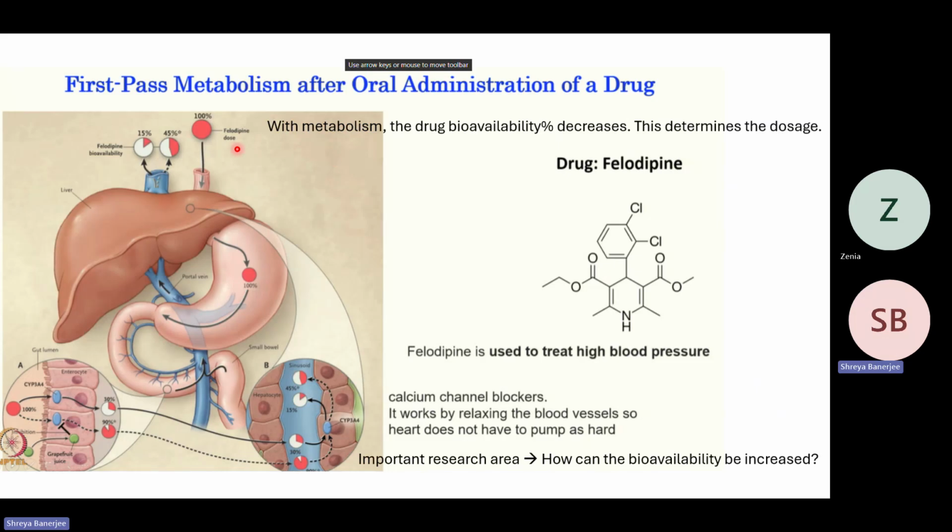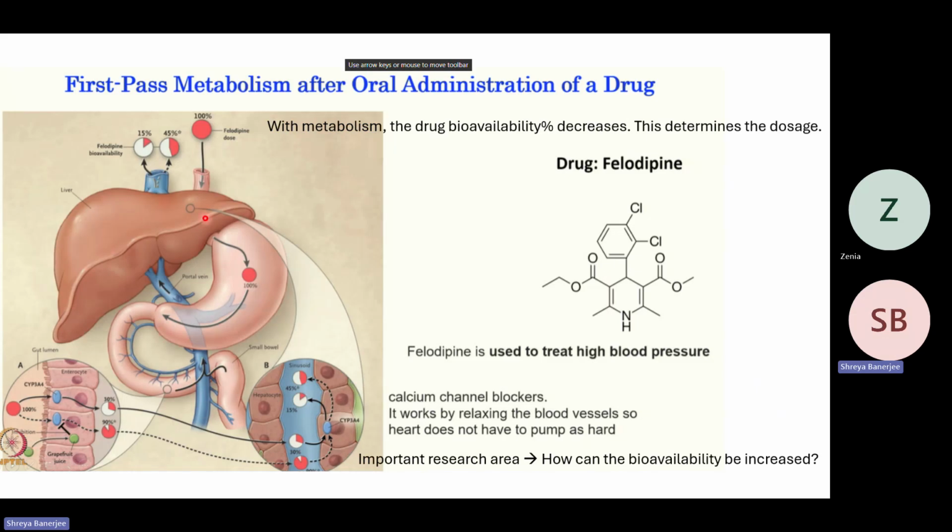Now, with metabolism, the bioavailability of the drug will decrease. This determines the dosage of the drug. We will look at a drug, felodipine. Suppose when it is entering the stomach, it has a 100% dose. In different regions, the dosage will decrease. Like you can see here within the intestine, the dosage has decreased to 45%, 15%.